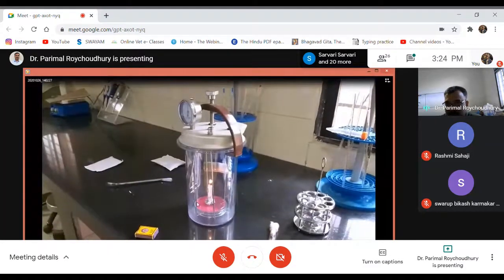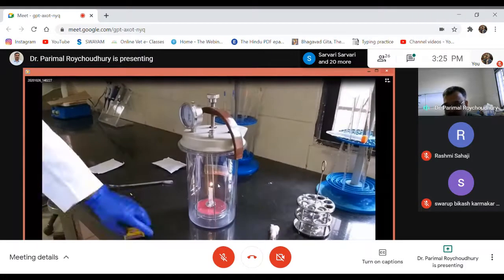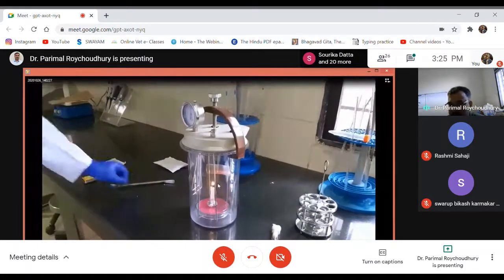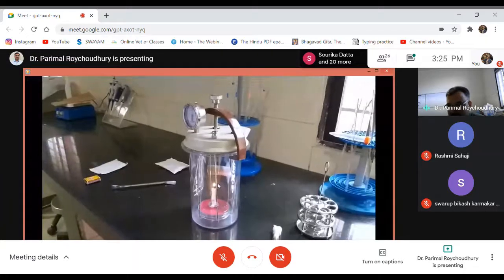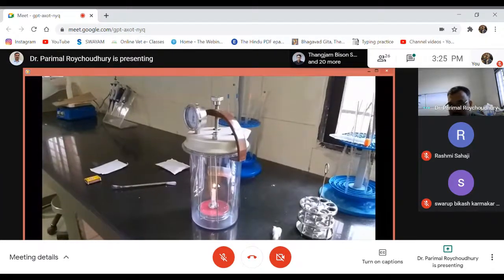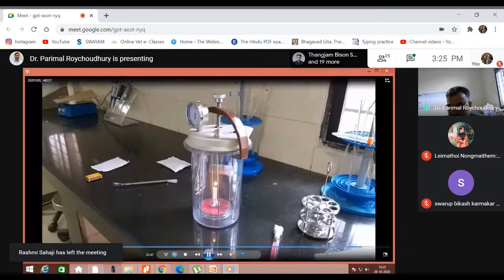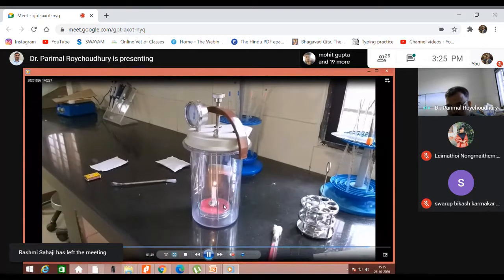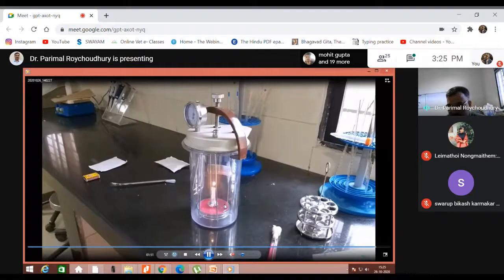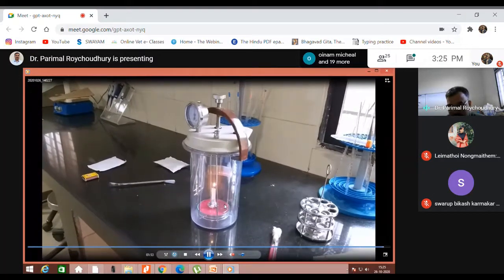So what will happen? The oxygen will be removed, but this process cannot give you assurance of total removal of oxygen. That's why we call it a microaerophilic condition. So long as the oxygen is there, the candle will burn, and after that it will go off. Okay, maybe the next video to go.